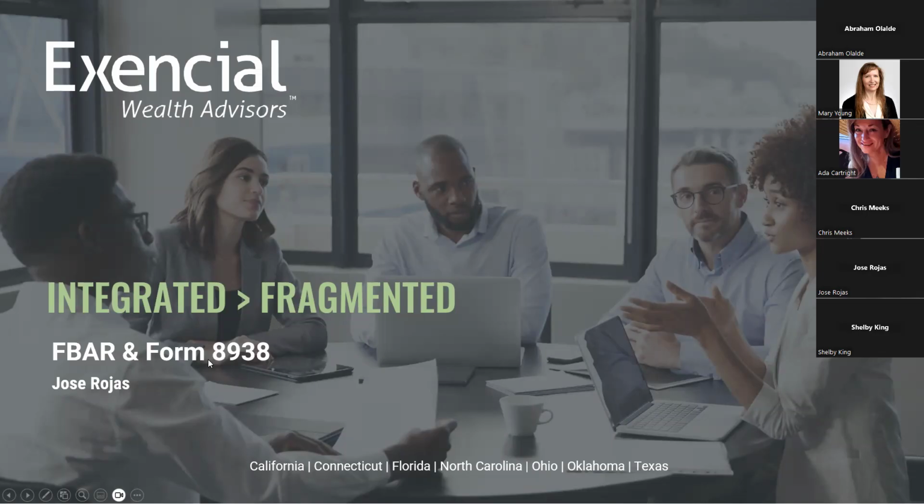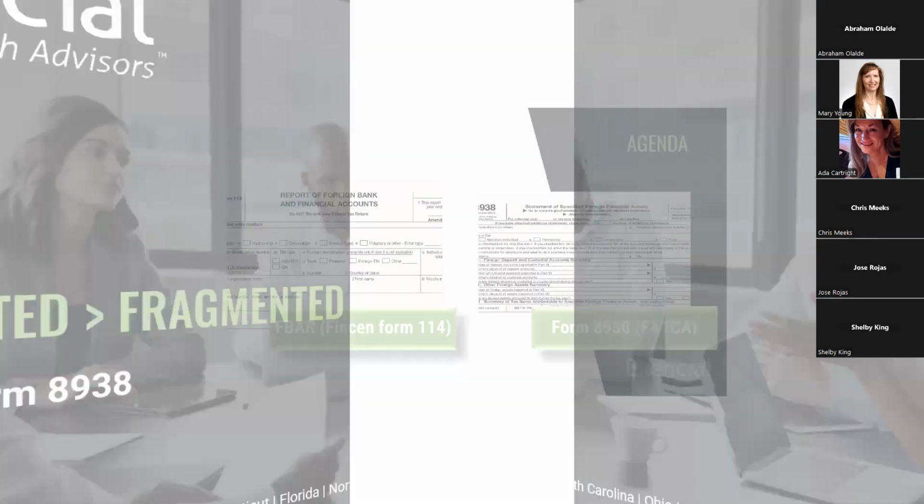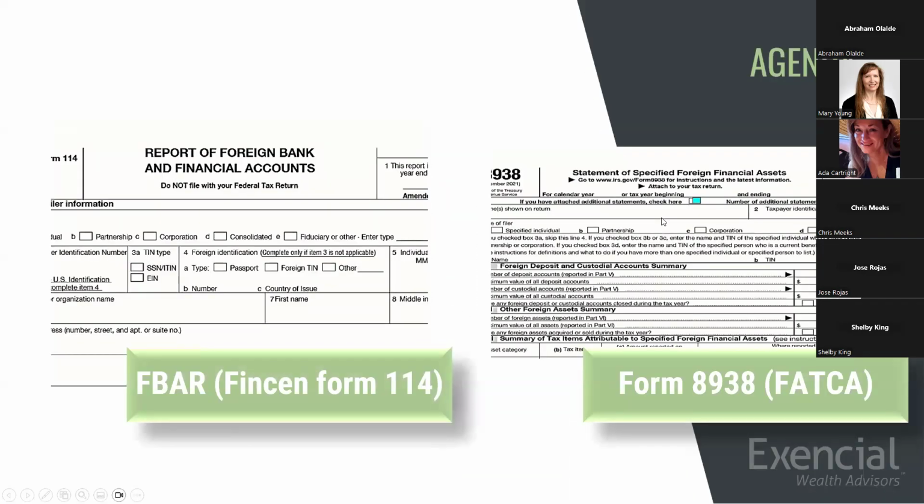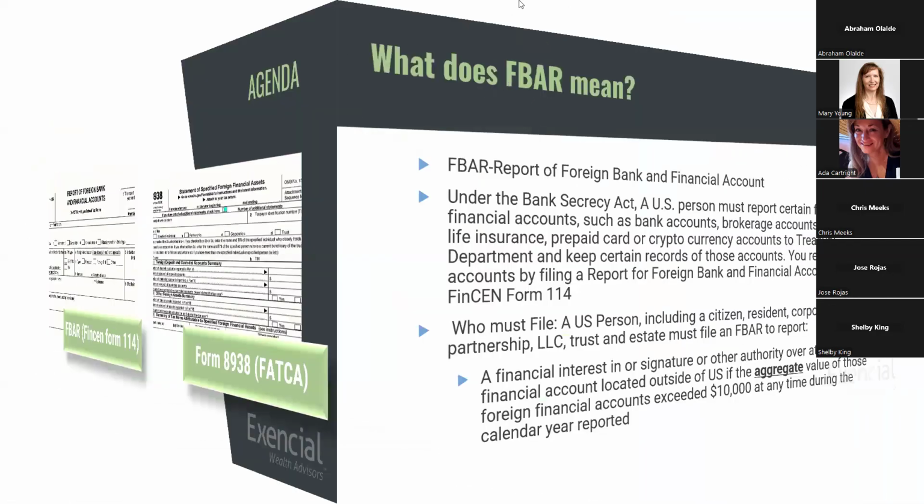Hello, in this presentation, we're going to go over the FBAR and Form 8938. FinCEN was established in 1990, and the mission is to safeguard the financial system from illicit use and combat money laundering and promote national security through the collection, analysis, and dissemination of financial intelligence and strategic use of financial authorities. So we're going to cover Form 114 and 8938 and what the requirements are.